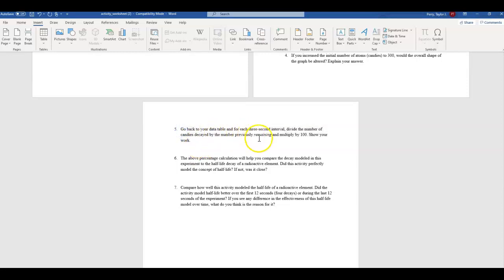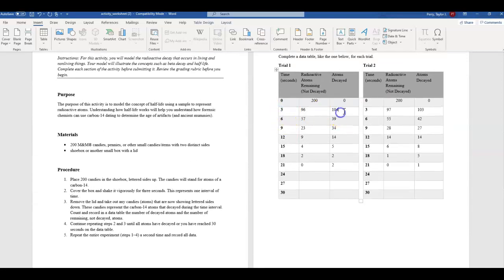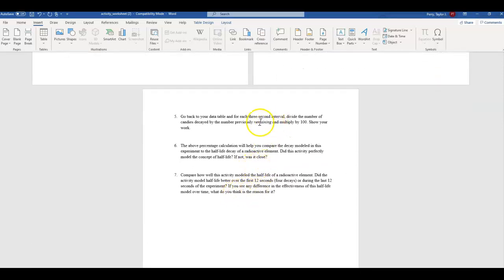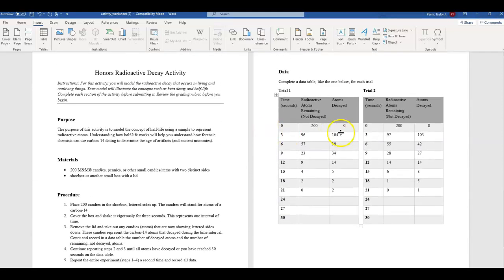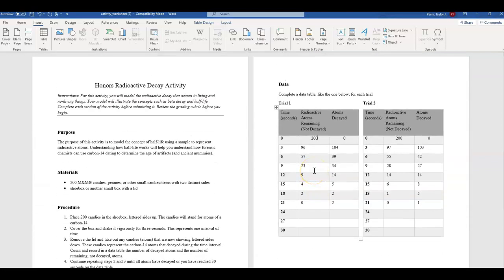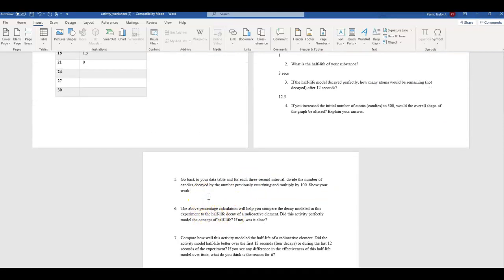Go back to your data table, and for each 3-second interval, divide the number of candies decayed by the number previously remaining. So, okay, let's look at the 3-second interval here. We're going to take this number, 104, and again, your number might be different. We're going to divide it by the previous number of remaining atoms, right? It did say remaining, right? Yeah, previously remaining. So we're going to do 104 divided by 200. And then we're going to multiply that by 100, I think it wants us to do, right? Yeah. Okay, so we'll do that, and we get 52.